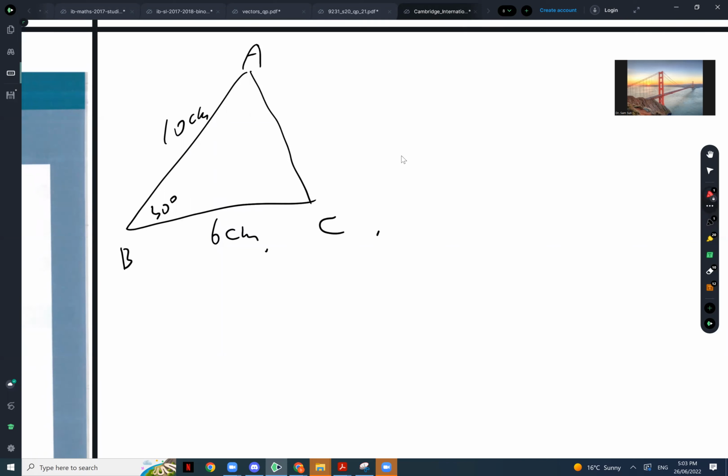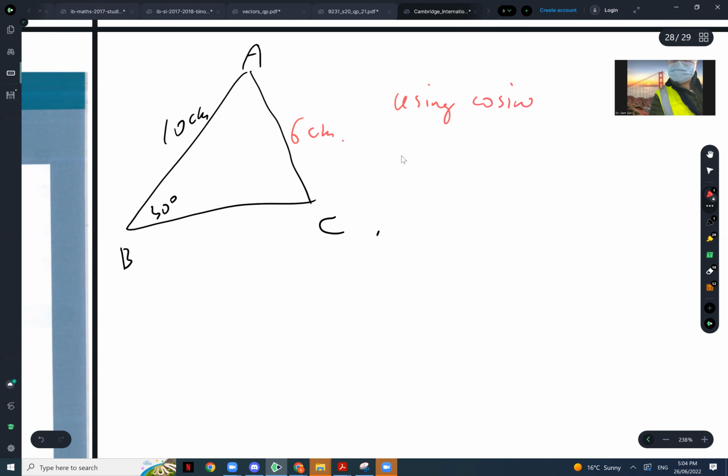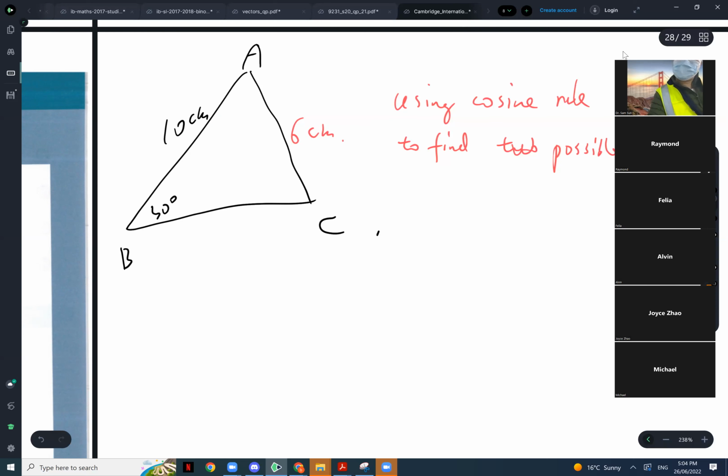Okay, guys. First, we need to revise sine rule, cosine rule. Using cosine rule, to find two possible values of BC.